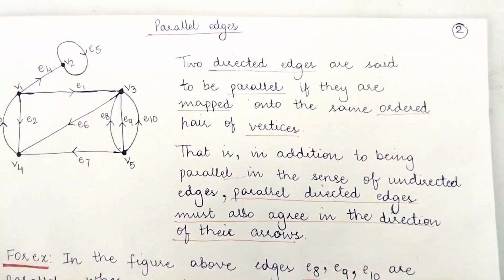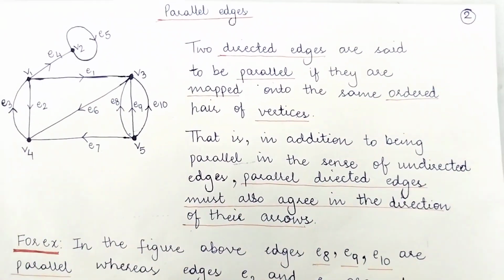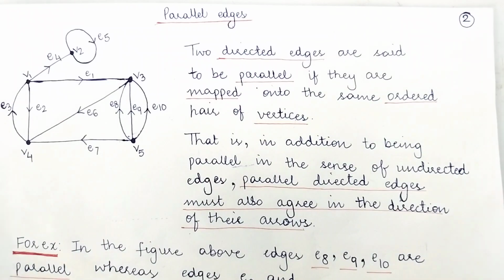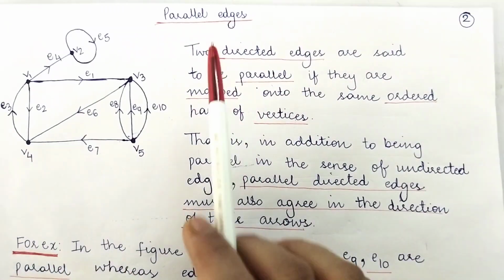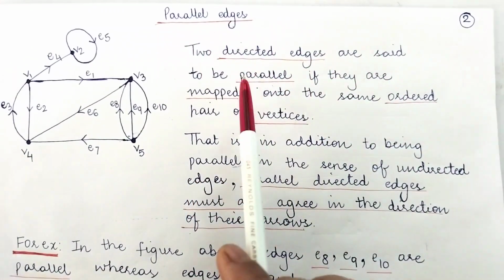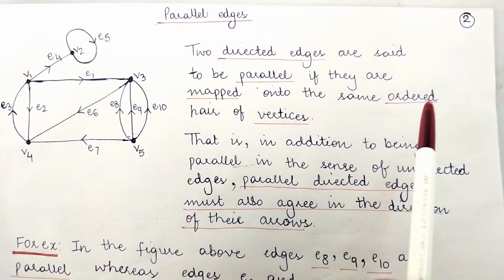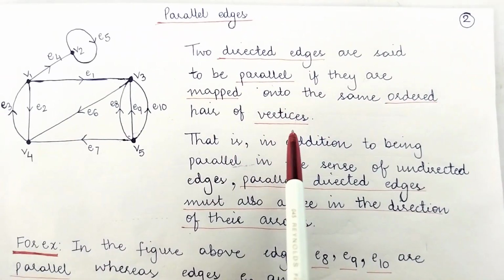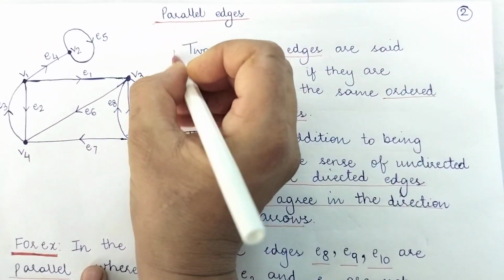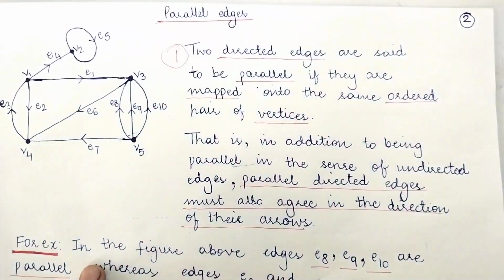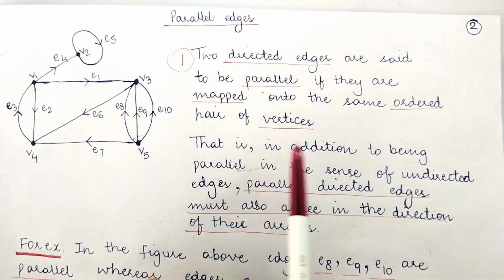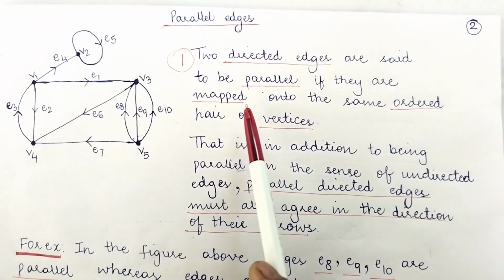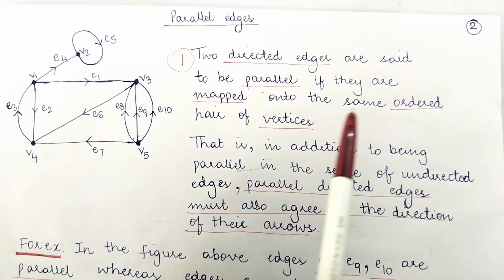Now, we will look at parallel edges in directed graphs. We have seen parallel edges in undirected graphs. So, in case of directed graphs, 2 directed edges are said to be parallel if they are mapped onto the same ordered pair of vertices. This is one condition. In a directed graph, 2 edges are said to be parallel if they are mapped onto, that means if they are incident upon, the same pair of vertices.